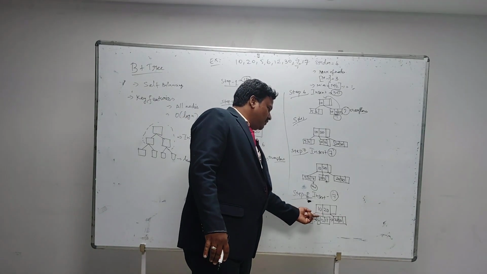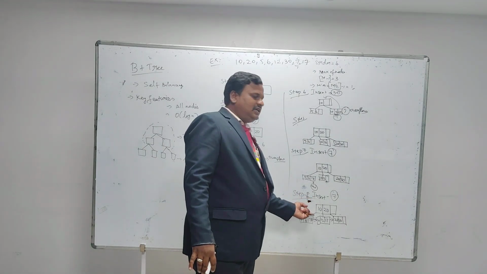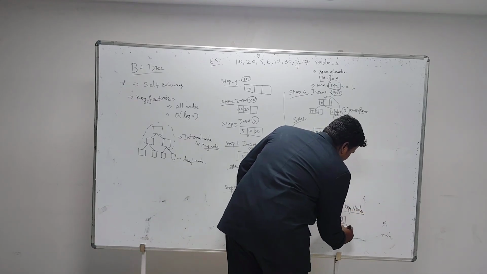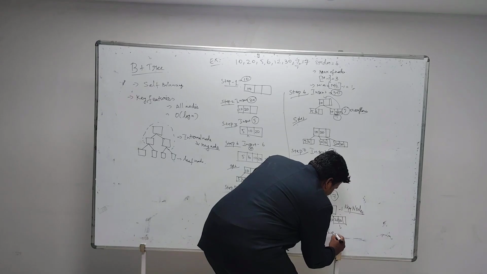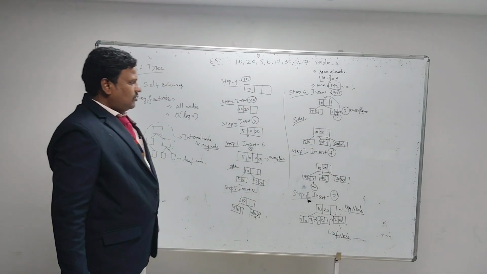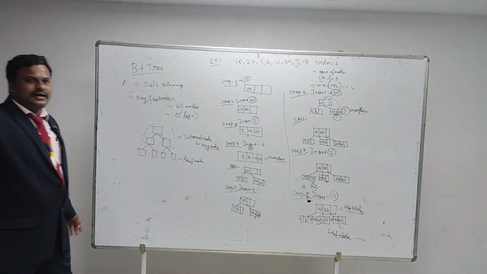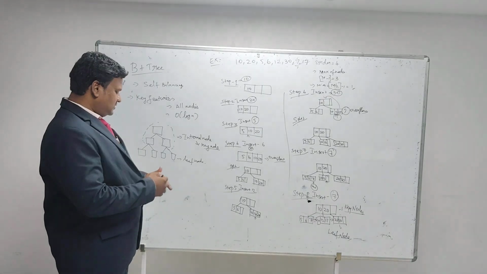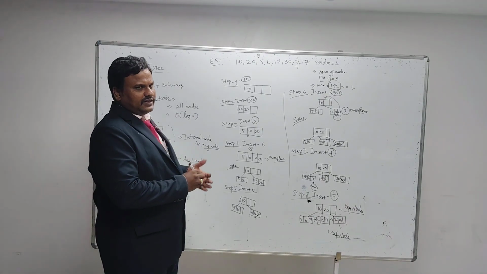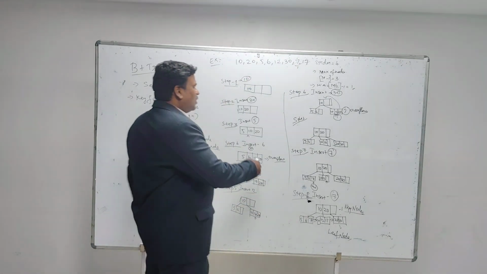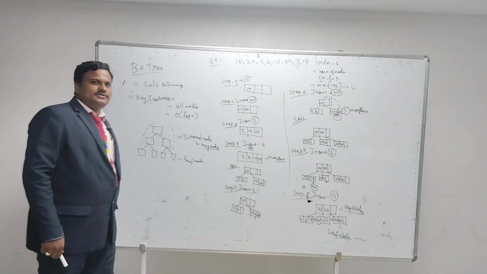So what is the key node here? The key node will have 10 and 20. Then this one will have your leaf nodes. So now we have understood what the B plus tree operations are that we have done. We insert the keys in this order: 10, 20, 5, 6, 12, 30, 7, 17. One by one we insert the values into the key nodes.